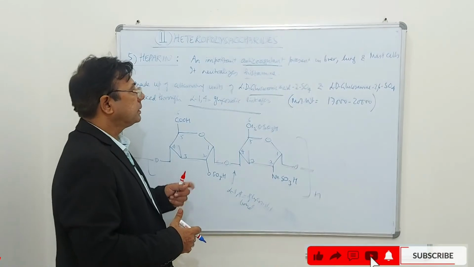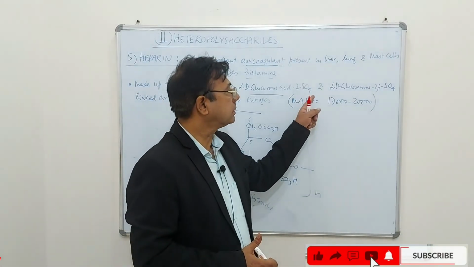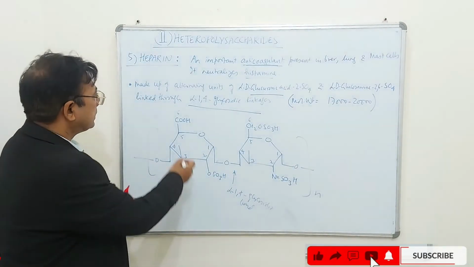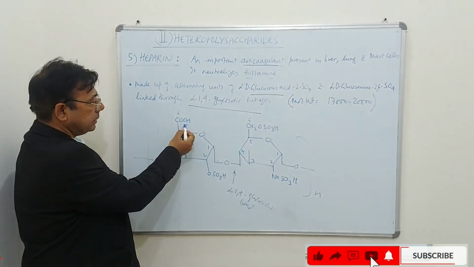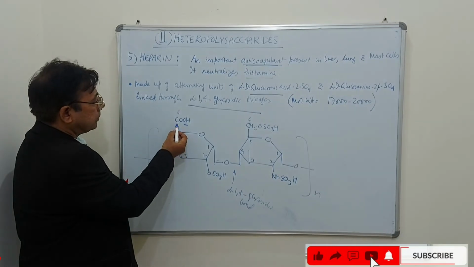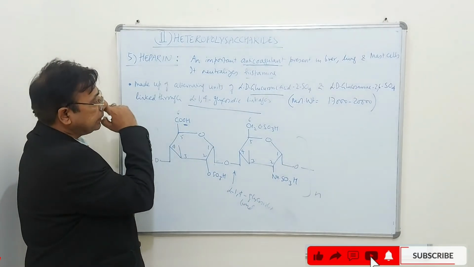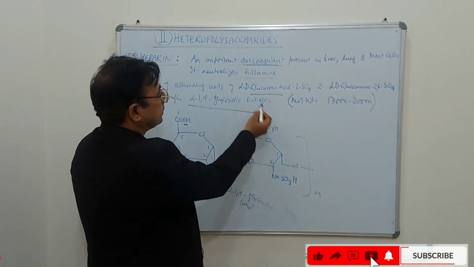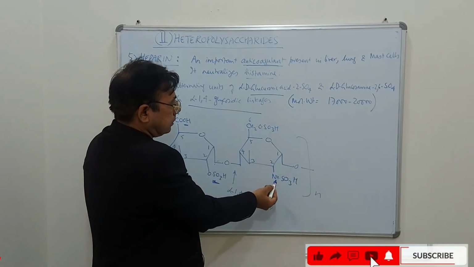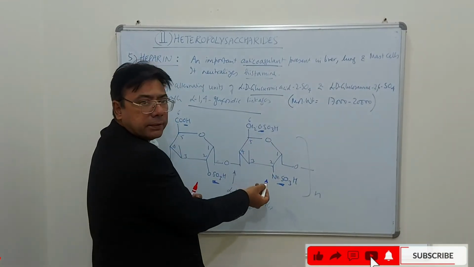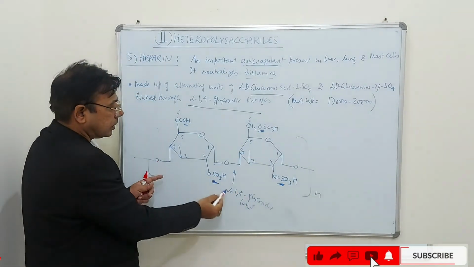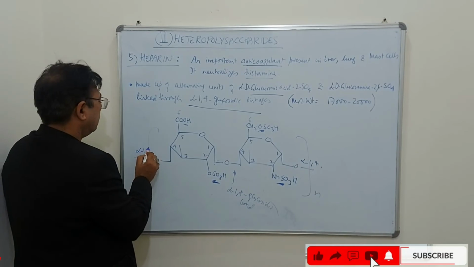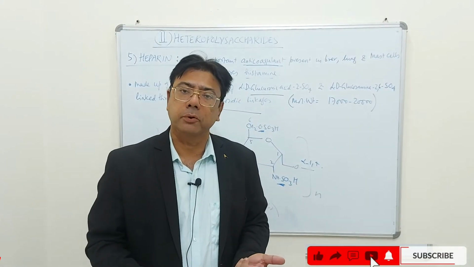Talking about its structure, you can see that it is made up of alternating units of alpha D-iduronic acid 2-sulfate and alpha D-glucosamine 2,6-sulfate. So you can see here I have made this. This is alpha D-iduronic acid. You can see alpha means OH is down, and on position 6 this is the COOH group. It is sulfated at position 2, and the next is alpha D-glucosamine, sulfated on the 2 and 6 positions. So there are alpha 1,4 glycosidic bonds everywhere. Alpha 1,4, here also alpha 1,4. So this is the structure of heparin, which is an important anticoagulant.